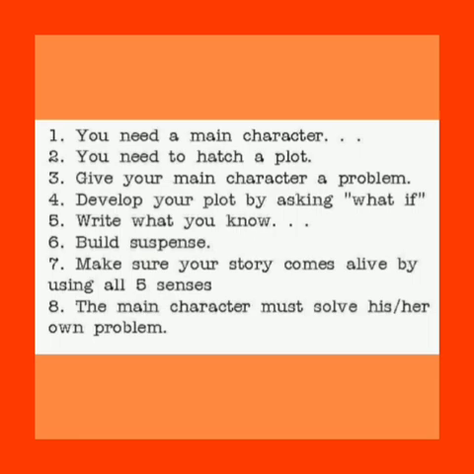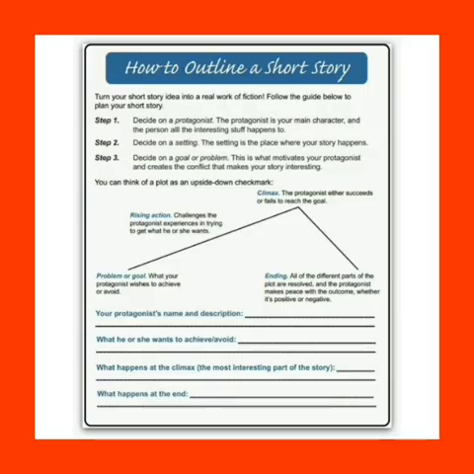So these are some basic rules that you need to keep in your mind while writing a story. You need a main character, you need to make your plot interesting, you need to give a problem to your main character, or there may be a conflict between the protagonist and the antagonist. You need to develop your plot step by step. You need to know whatever things you have learned from the outlines. You need to build suspense and make sure that everyone enjoys your story, and the main character must solve his or her problem.